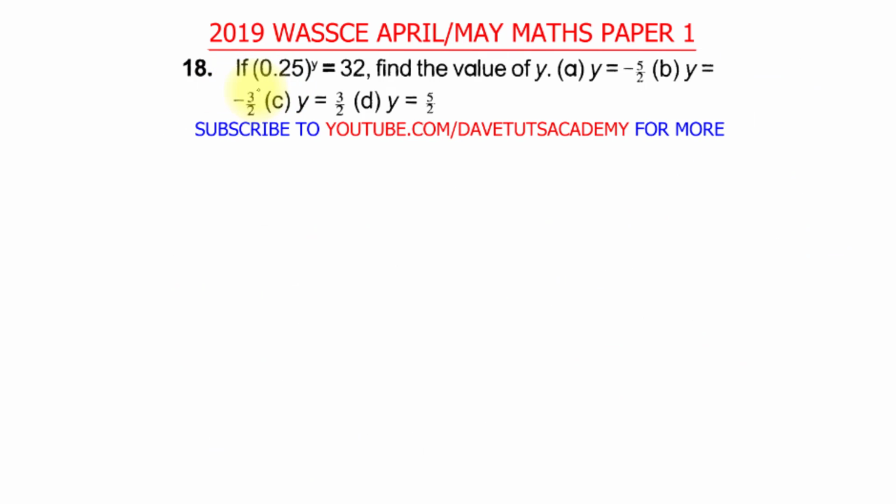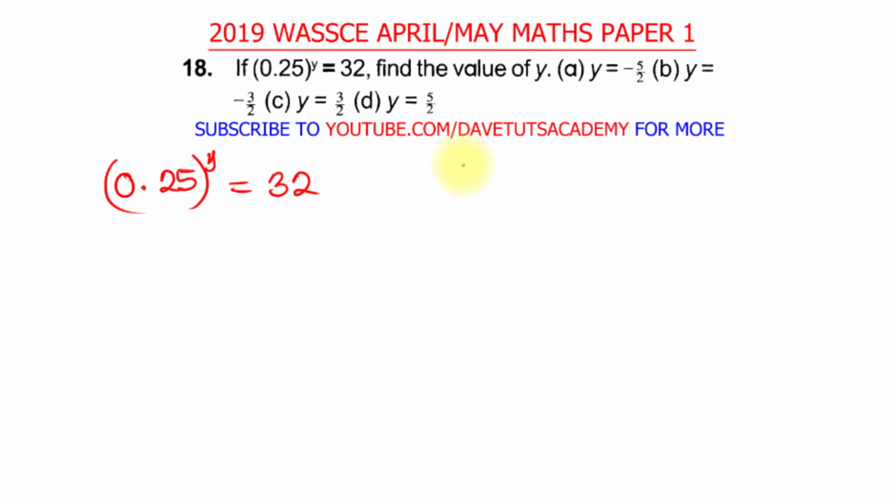In this question, we are told that if 0.25 raised to power y is equal to 32, we have to find the value of y. Look at the question that we are given. We are told that 0.25 raised to power y is equal to 32. Looking at the particular question, what will help us is to express 0.25 as a proper fraction.